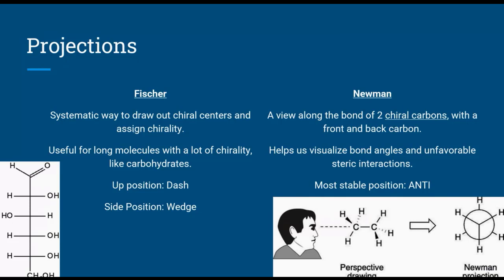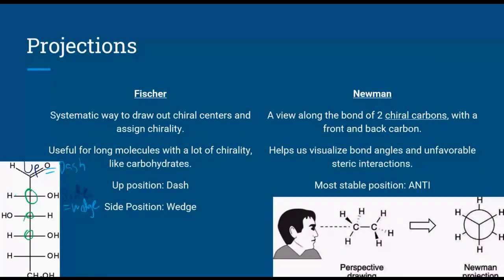we would say, well, first, this is an easy way for long chains of chiral centers, right? Because each intersection here represents a chiral center. Now there are two types of positions. We have an up position here, and we have a side position here. If something is in the up position, we can consider this as a dash. And the side is considered as a wedge.